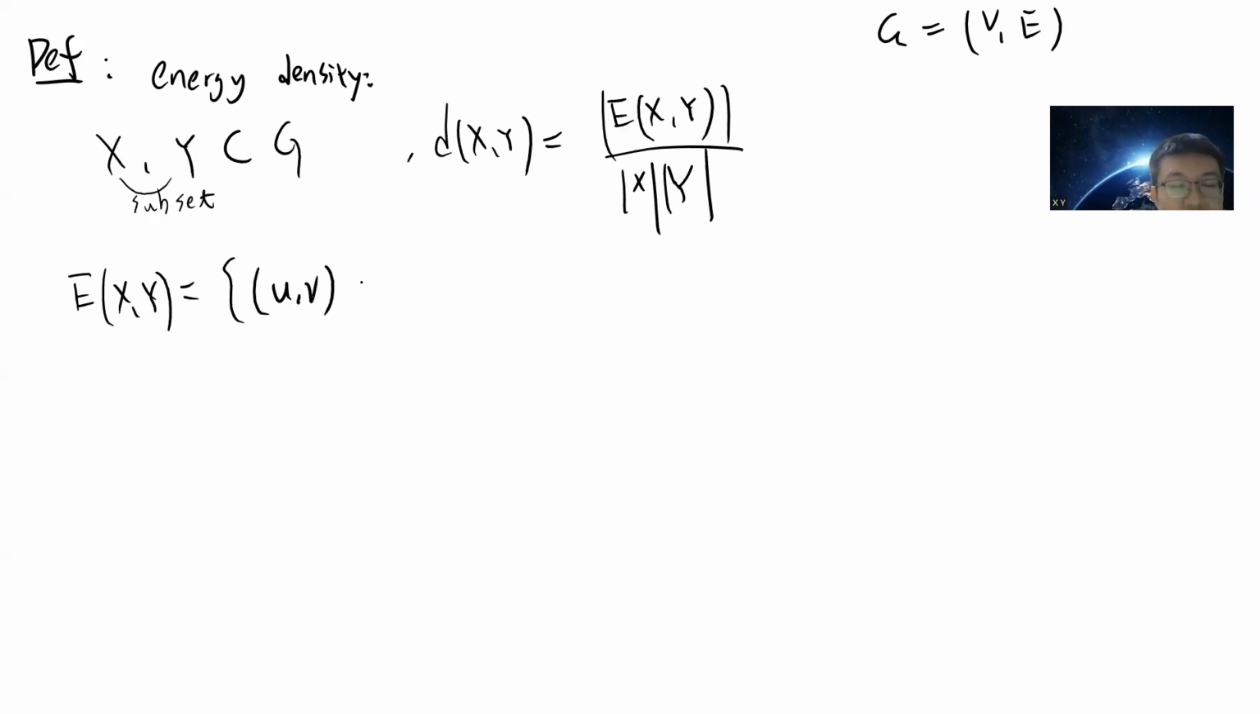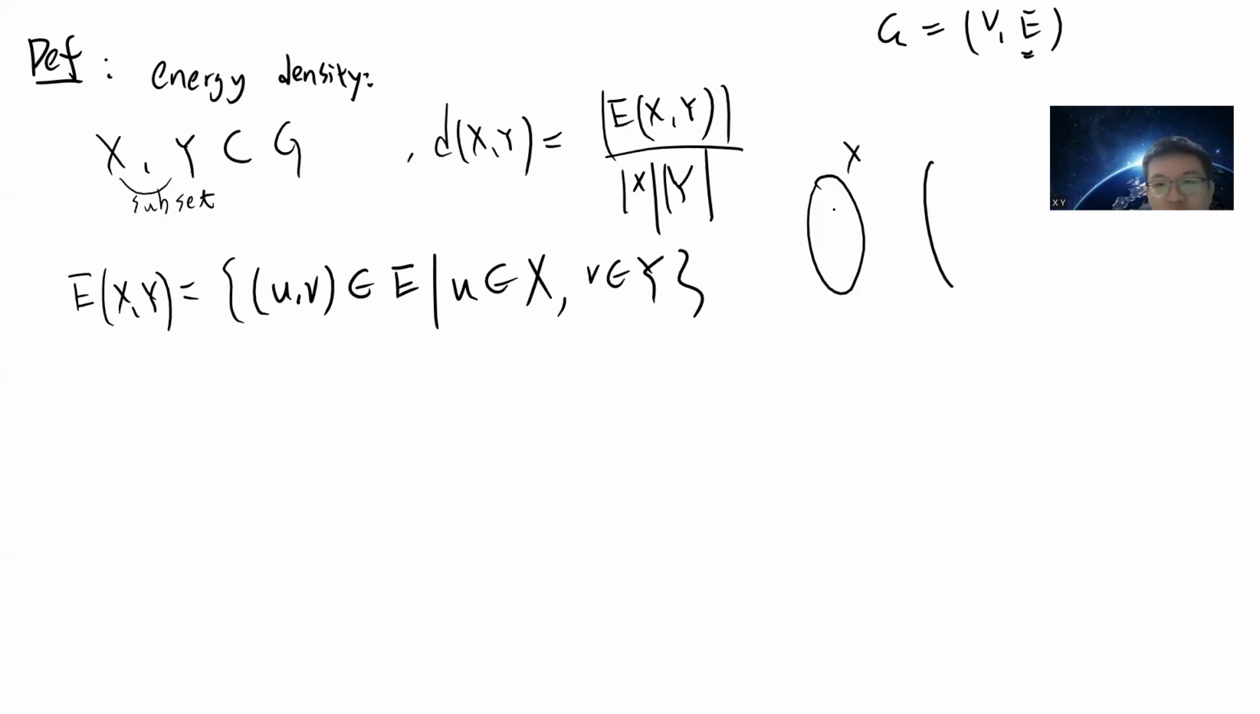Basically, it is the set of edges uv in E such that u belongs to X and v belongs to Y. Let's say this is X, this is Y, and you have u and v. You just count the number of pairs, and divide it by the size of X times the size of Y. This is called the edge density.